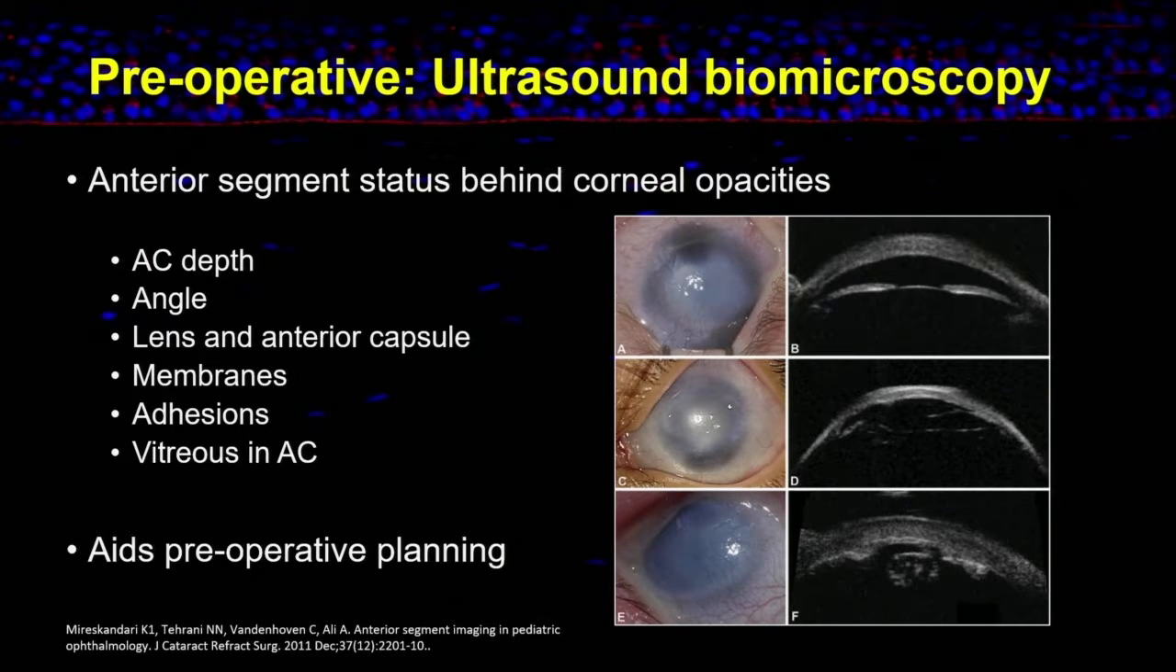In the second case, you've got lots of iris adhesions. And in the third case, the lens is partially adherent to the cornea. And so having this knowledge aids in planning the surgery. But it's also useful for discussing the prognosis with the patient.